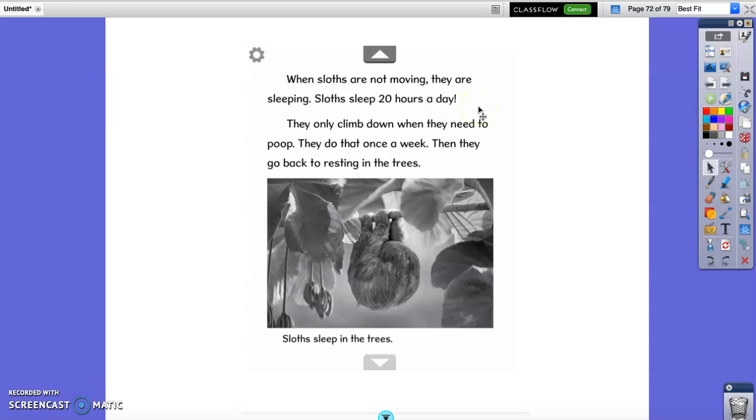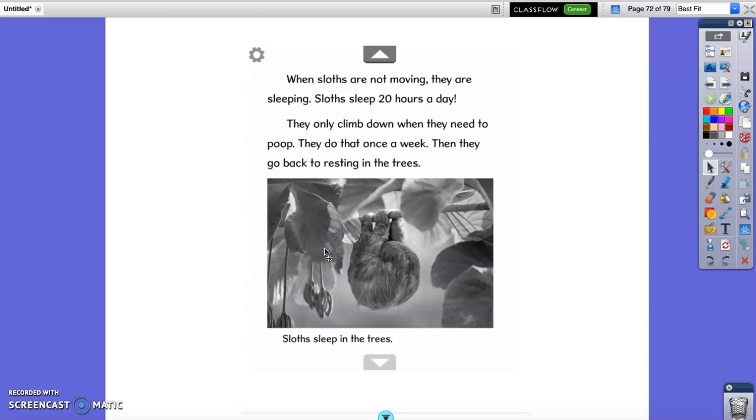So there's 24 hours in a day, and sloths sleep 20 of those. So they're only awake 4 hours a day. We go to school longer than that. We're in school 7, 8 hours a day, and they're asleep. They only climb down when they need to poop. They do that once a week. Then they go back to resting in the trees. Sloths sleep in the tree. So that's kind of funny.